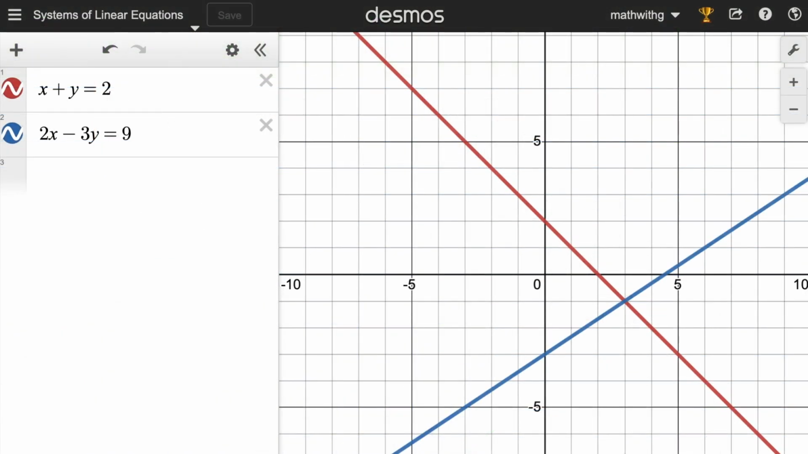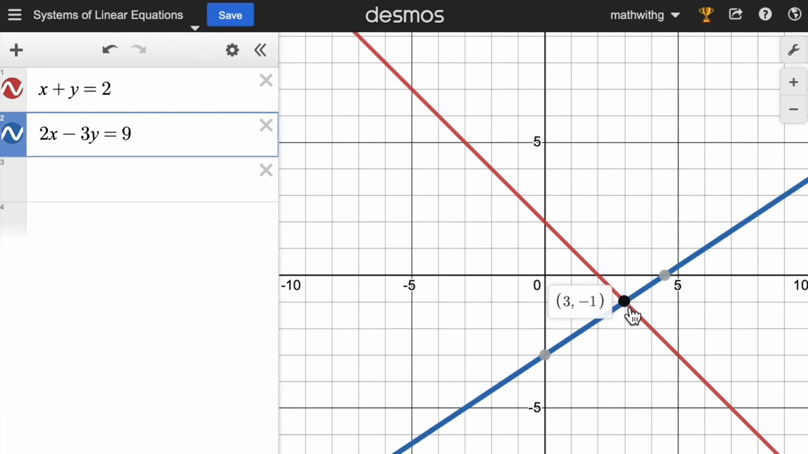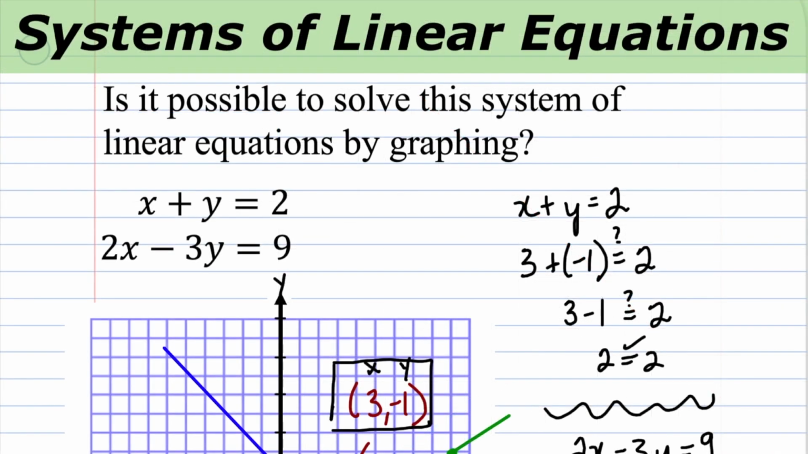We could even use Desmos to double check our answer as well. Equation 1 is in red, equation 2 is in blue, and we have the solution of (3, -1). The answer is yes, it's possible, and the solution is (3, -1).